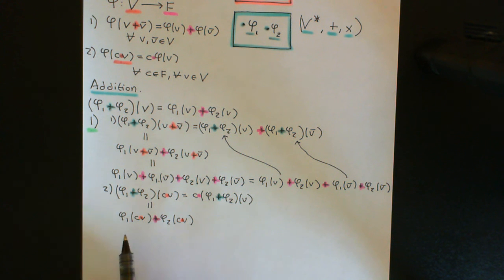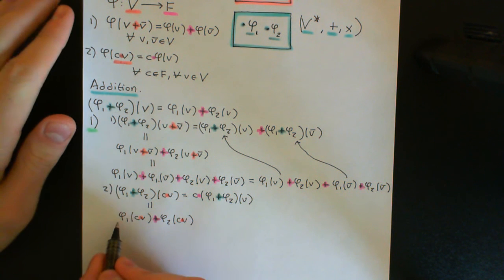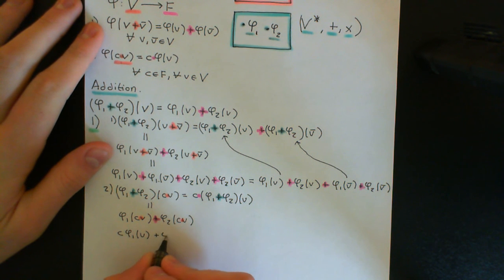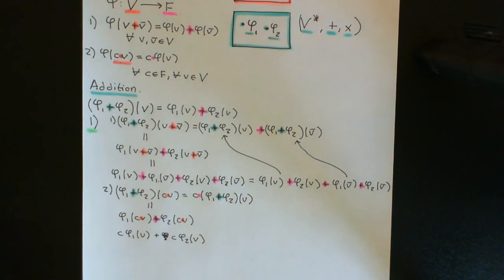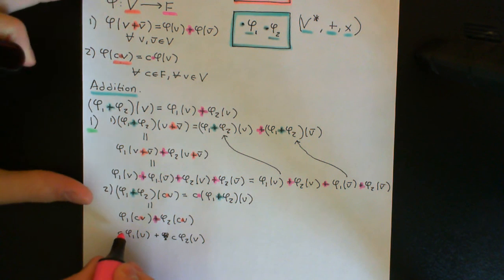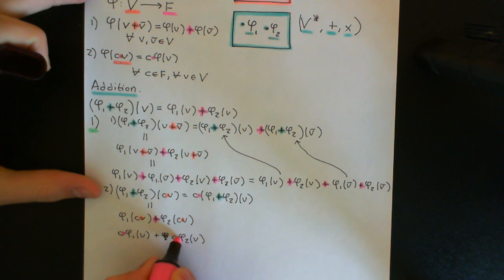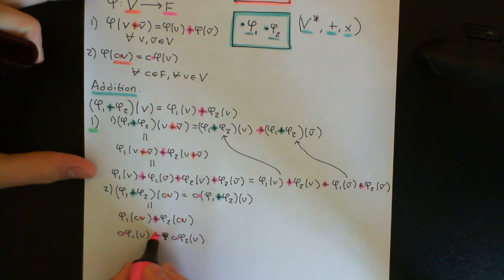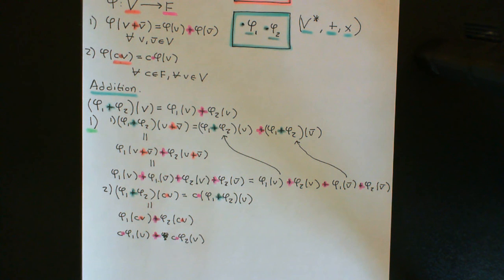Okay, now because phi1 and phi2 are both linear maps, because they're both elements of the dual space, we can pull out the scalar from inside the brackets to outside the brackets. So this will become c times phi1 of v plus, I've missed off the c, plus c times phi2 of v, like so. Okay, where now this multiplication is multiplication in the field, because both of these are elements of the field, and indeed this addition is also addition in the field.